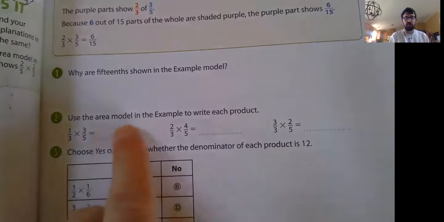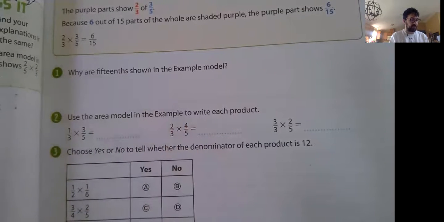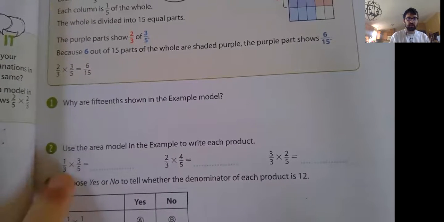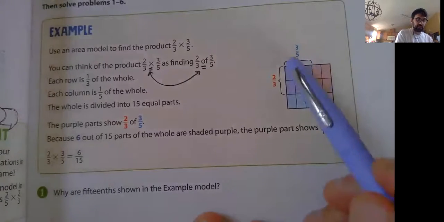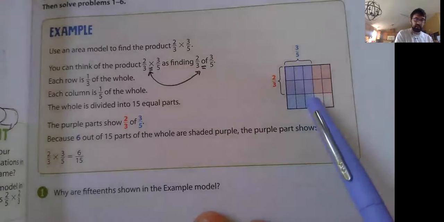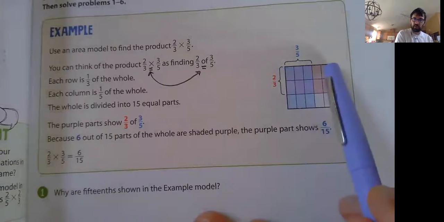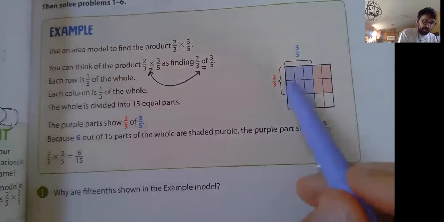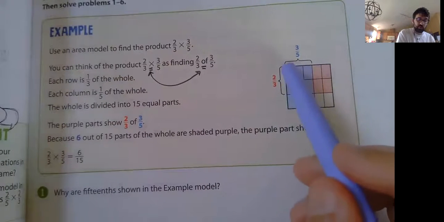Now it says, use the model in the example to write each product. Okay, so let's think about this. If we're going to use this model up here to make sense of this, it's 1/3 times 3/5. So if this is our 3/5, instead of 2/3, we're going to take 1/3, which would be 1, 2, 3 parts. So this part here would not be shaded, correct? But these ones would, because it'd be 1/3.